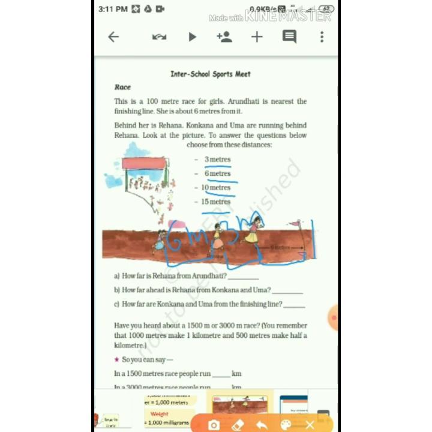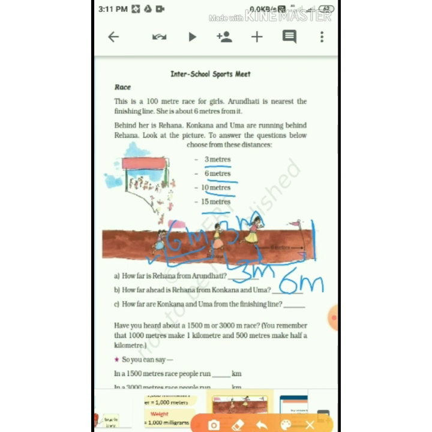So the answer is 3 meters. Second question, how far ahead is Rihanna from Konkana and Uma? So the answer is 6 meters. Now the third, how far are Konkana and Uma from the finishing line? Now this is the finishing line, and here are Konkana and Uma.